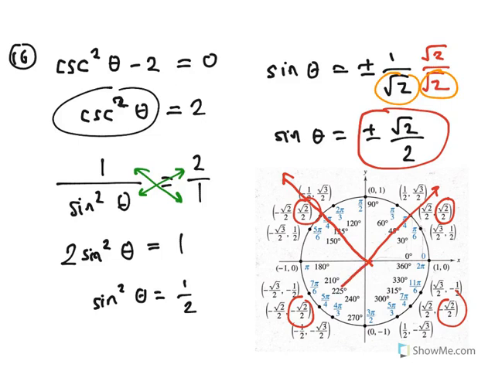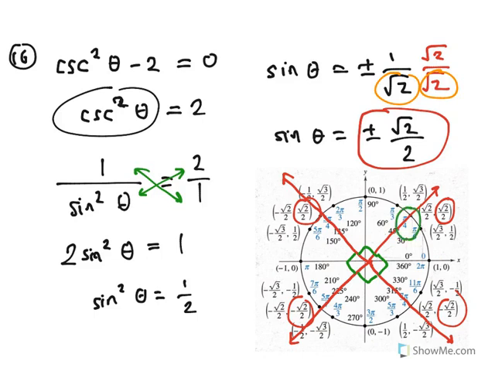5 pi over 4 plus all of its coterminal angles. So you can write 5 pi over 4 plus 2 pi n, where n is an integer. 7 pi over 4 plus all of its coterminal angles. So you can write 7 pi over 4 plus 2 pi n, where n is an integer. Or you could try to condense everything, because you might notice that these four angles are apart from each other by pi over 2 radians.